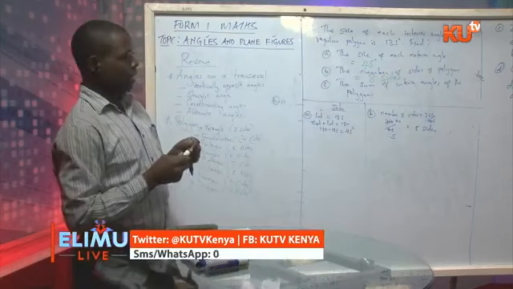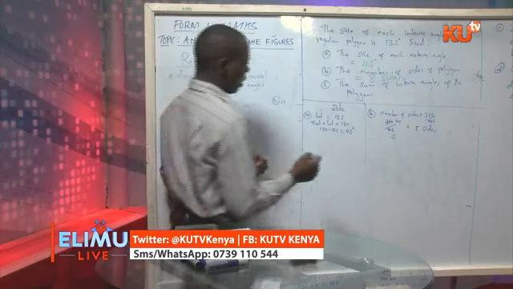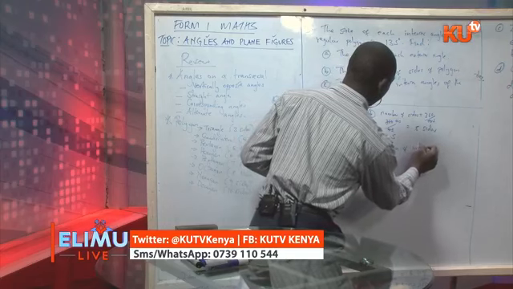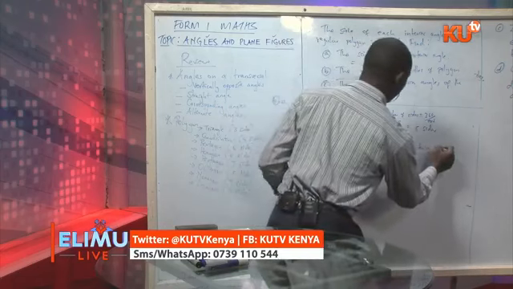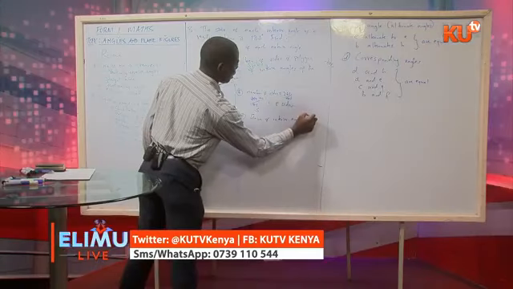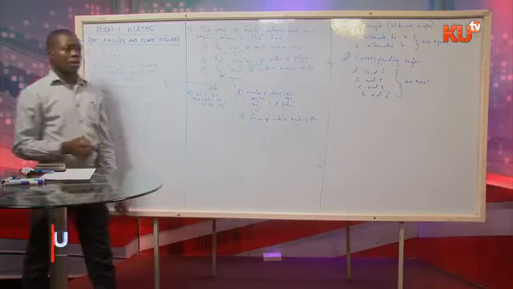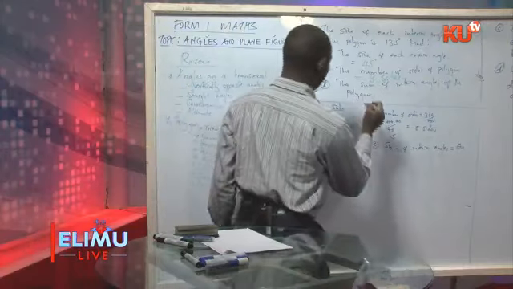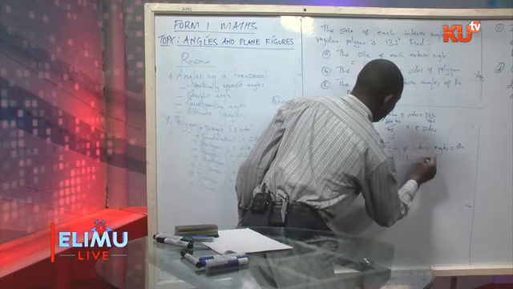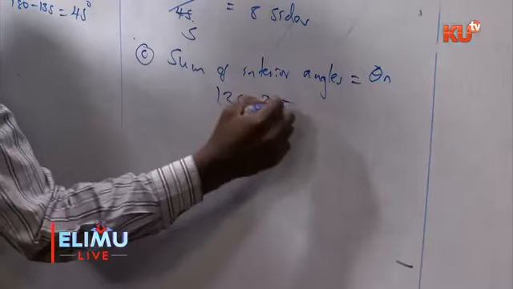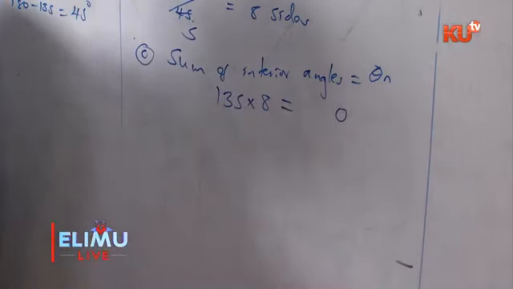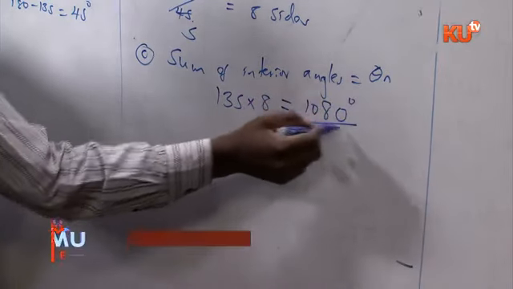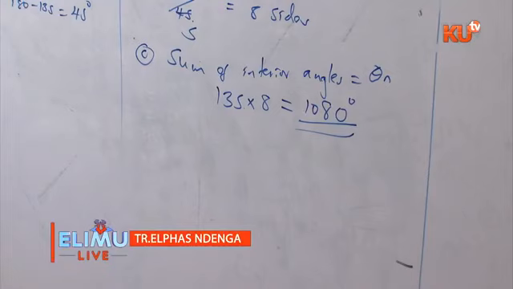And part C, the sum of interior angles. That's now where I wanted to explain the formula, theta times n. And we said theta is 1 interior angle. Therefore, you take 1 interior angle, which is 135, times 8 sides. If you multiply this, you get 1,080 degrees. That is the sum of interior angles.